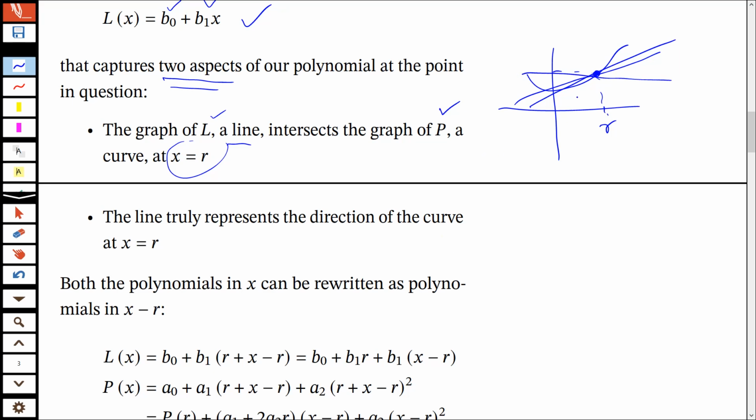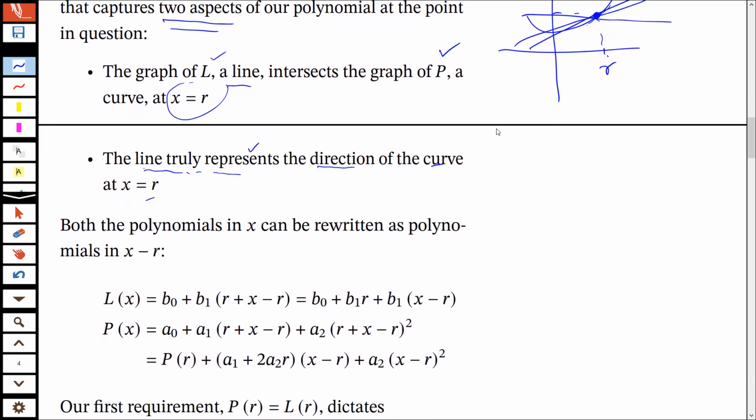That's not the only condition, because just intersecting the curve at a point is not enough. So there is one aspect of it. The second aspect is that the line should be oriented in such a way that it represents the true direction of the curve at that point. So you see, there are many lines and not all of them are representing how the curve itself varies near r.